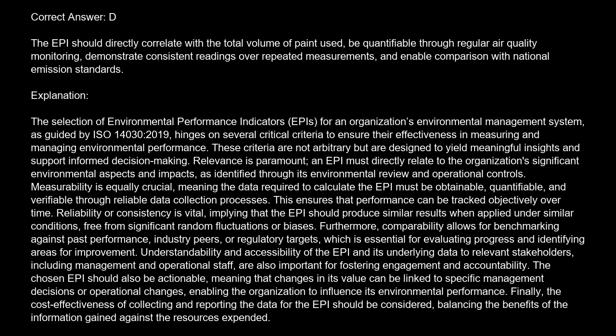identifying areas for improvement. Understandability and accessibility of the EPI and its underlying data to relevant stakeholders, including management and operational staff, are also important for fostering engagement and accountability. The chosen EPI should also be actionable, meaning that changes in its value can be linked to specific management decisions or operational changes, enabling the organization to influence its environmental performance.